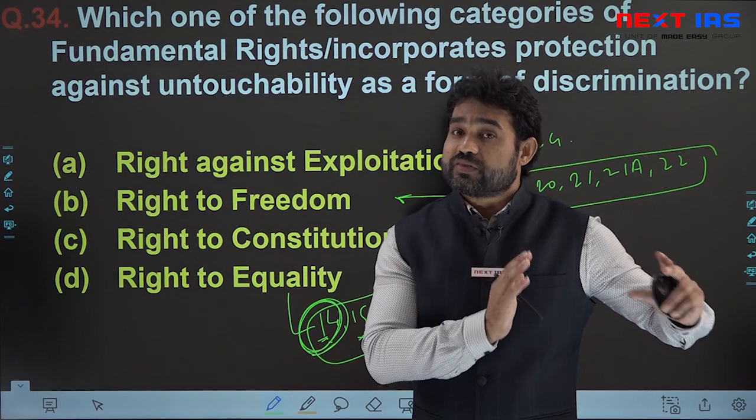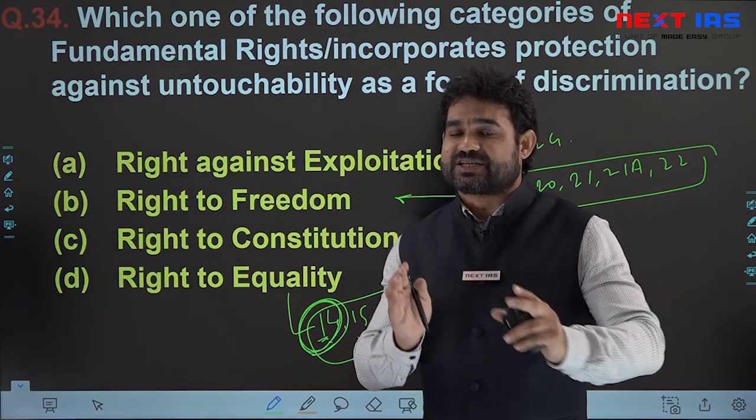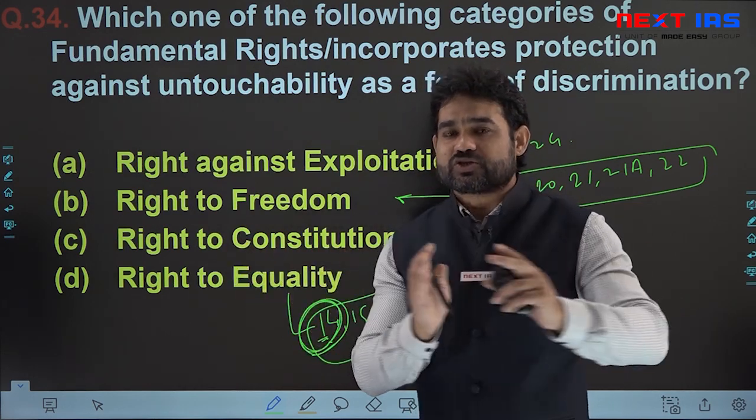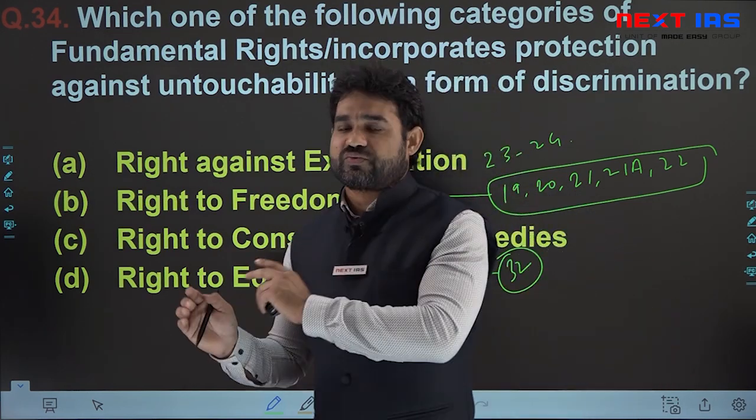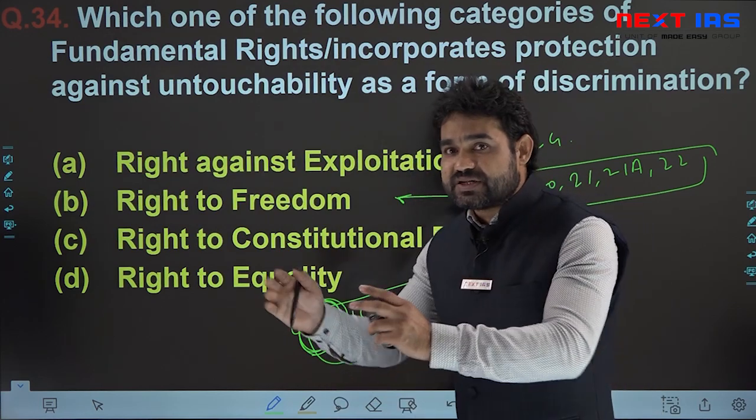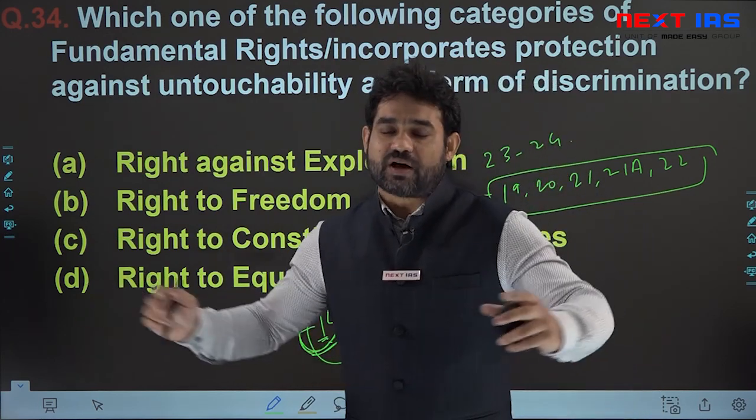And on the basis of religion, race, caste, sex, place of birth, descent, or residence. So on the basis of those criteria, what does 17 talk about? Untouchability. What does 18 talk about? That is the abolition of titles.